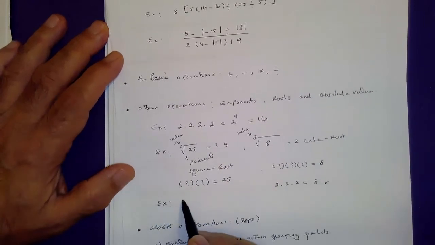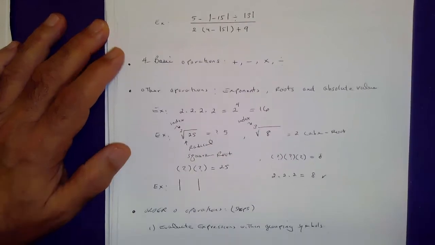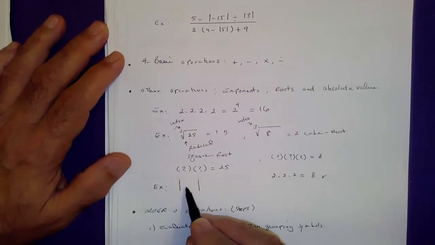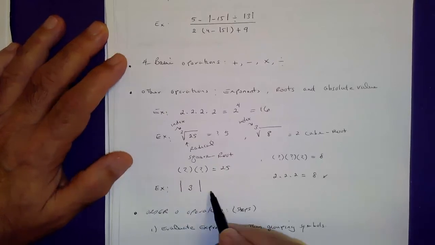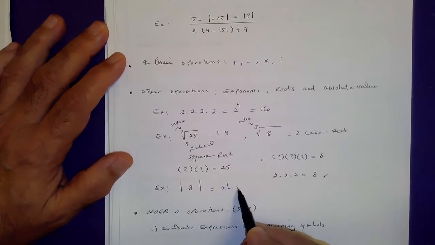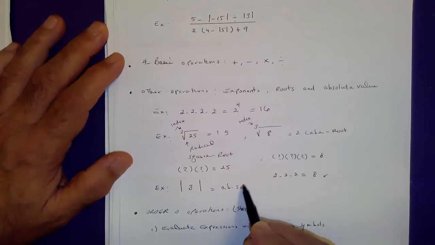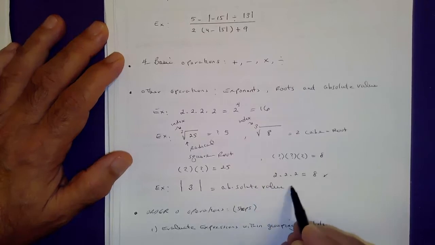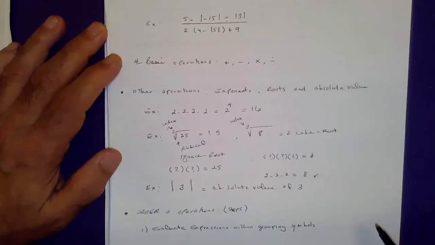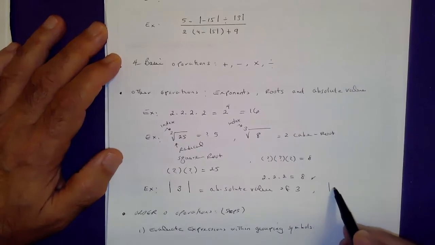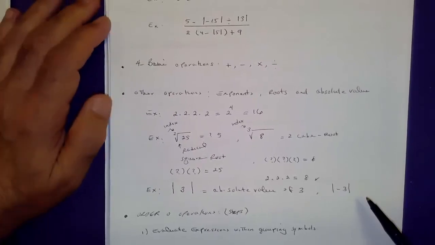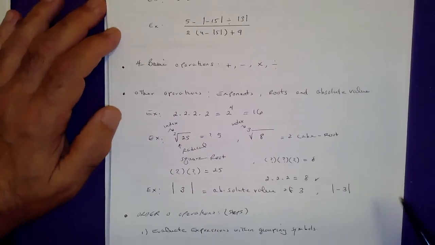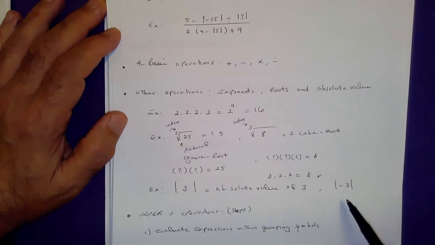The other operation is absolute value, which is denoted by bars and a number inside the bars. Let's say the absolute value of 3. That's how you read this. You read this as absolute value of, let's say, 3. The number inside the bars could also be negative, which you read as absolute value of -3.